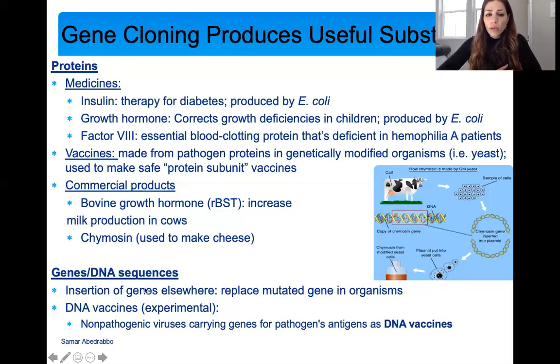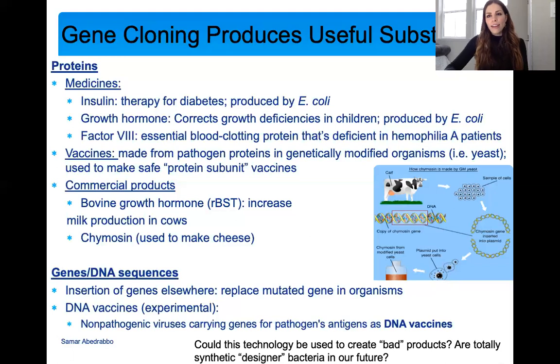We can use gene cloning to make DNA sequences of interest. So maybe you have someone who has a mutated gene and you want to give them a gene that's not mutated, a healthy gene. DNA vaccines are still very experimental. We're trying to see if we can get DNA from pathogens and put it in a vaccine and use that to get an immune response from people.